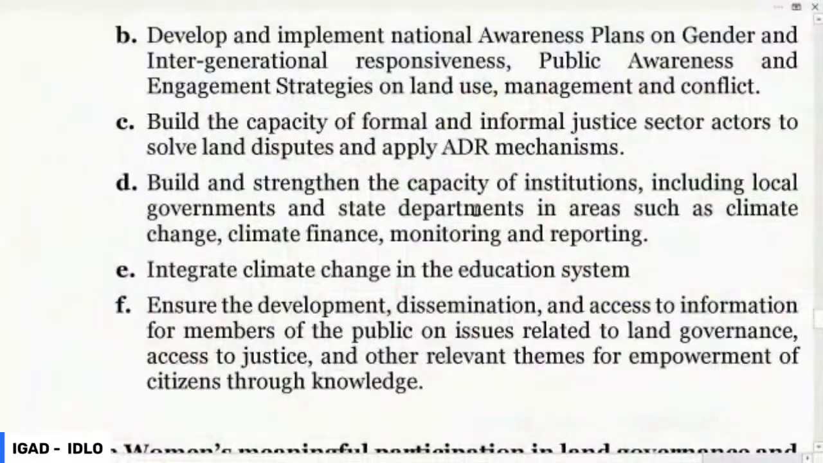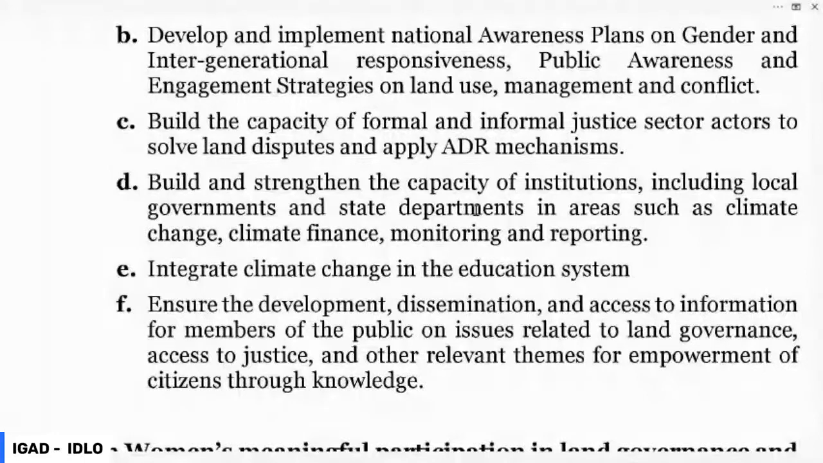National awareness plans on gender and intergenerational responsiveness, public awareness, engagement strategies on land use and management and conflict resolution. Build the capacity of formal and informal justice sector actors to solve land disputes and embrace ADR. Build the capacity of institutions, local governments, state departments, in areas such as climate change, climate finance, monitoring and reporting, because in some way they are contributors to conflict and can actually be a positive contribution we've well understood and applied. Climate change in the education system in order for the young people going through the learning system to be acquainted with these issues. Ensure development, dissemination, and access to information for members of the public on issues related to land governance, access to justice, and other relevant themes for the empowerment of citizens through knowledge.